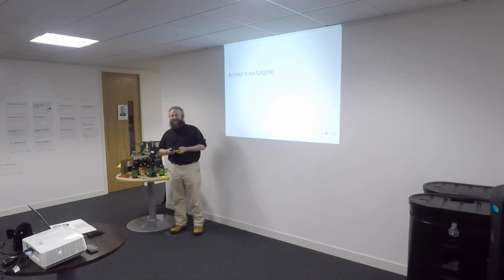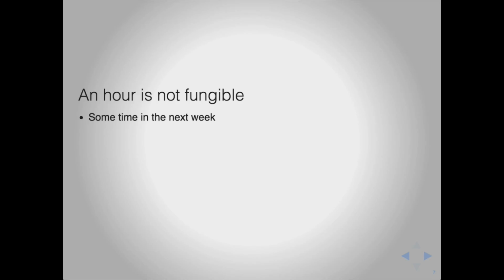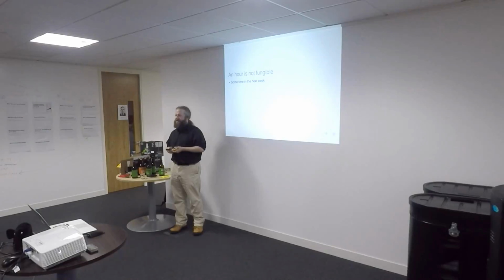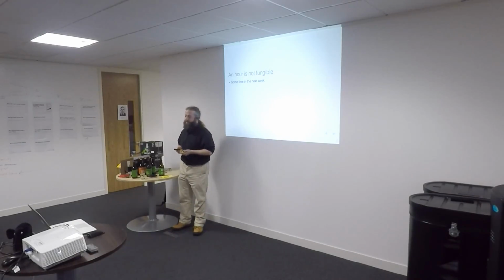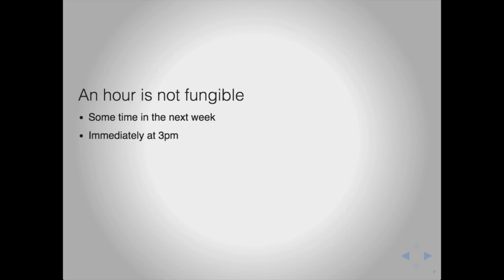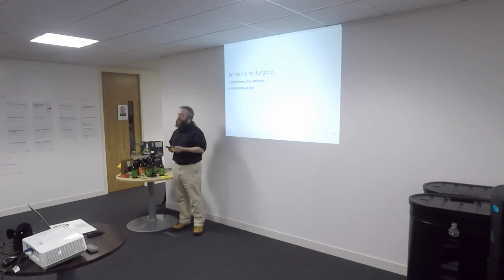But more subtly than this, time is not fungible, which is a funny word, which basically means that the cost of an hour of time is not constant. Imagine that your boss comes to you and gives you a task that's going to take about an hour to do, and says that they want you to do that task during the next week. Let's put that as the baseline cost of an hour. Imagine instead they come to you at 3 o'clock in the afternoon and want you to work on a task that's going to take an hour.